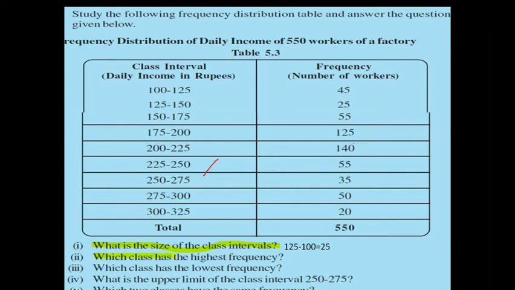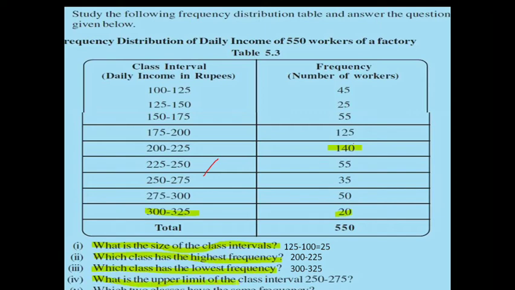Which class has the highest frequency? So where is the highest frequency? 140 for class 200 to 225. Which class has the lowest frequency? So the lowest number is 20. So we see 300 to 325. So my answer is 300 to 325.